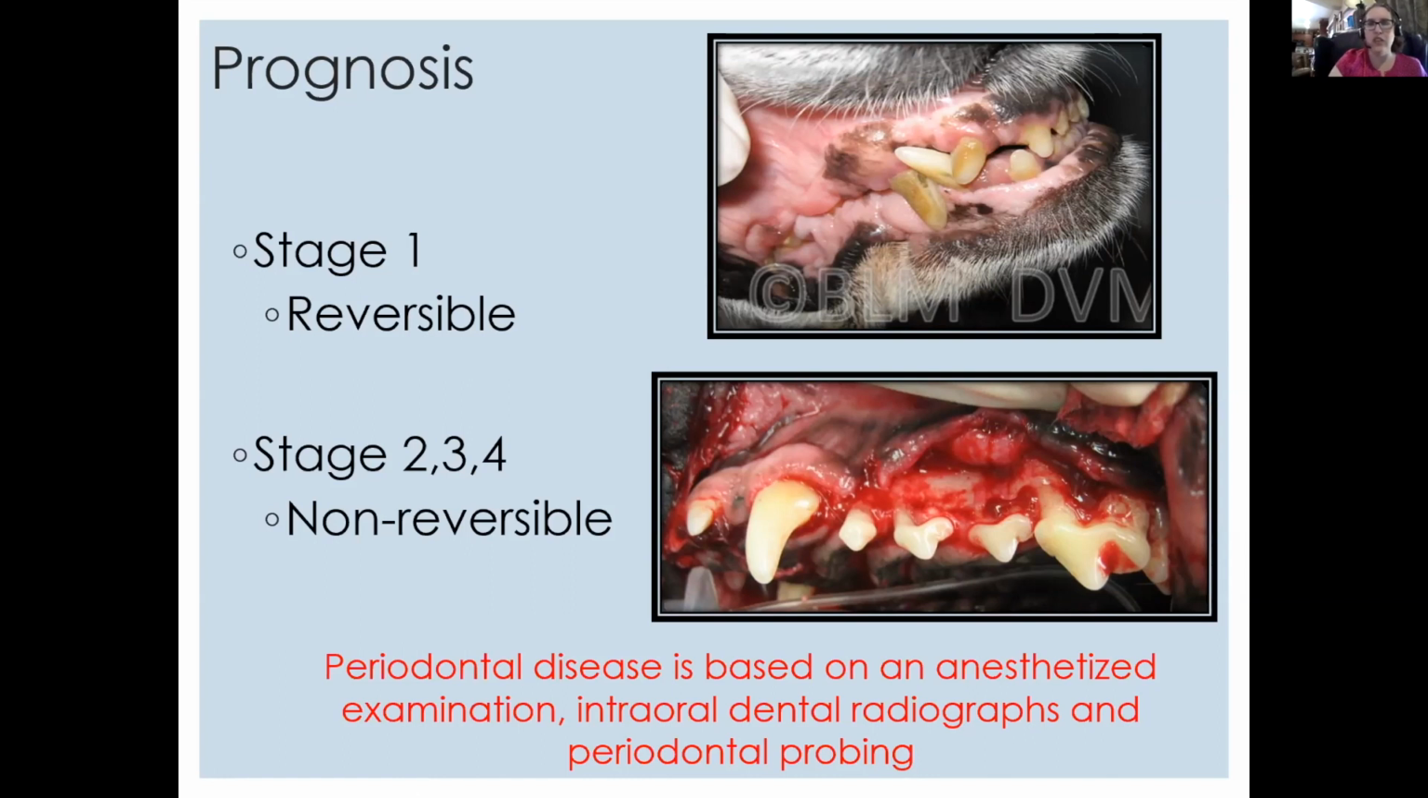The one thing that we do need to remember is that periodontal disease is based on an anesthetized exam, intraoral radiographs, and periodontal probing. I can't just look at this mouth and say what stage of periodontal disease is going on because I can't see below the gum lines and I can't see where there's any pocketing. So when you bring your pet in, they can maybe give a blanket statement of saying that they have periodontal disease, but unless you have x-rays and actual probing around the teeth, you can't truly diagnose how severe the periodontal disease is.